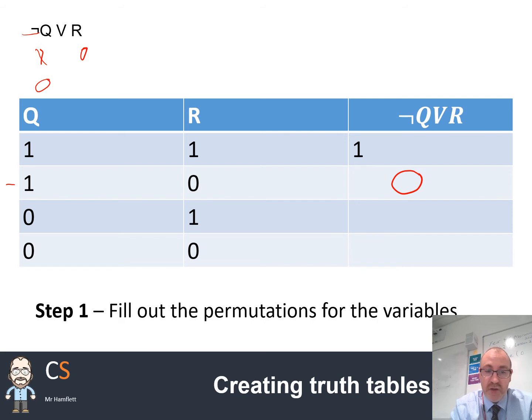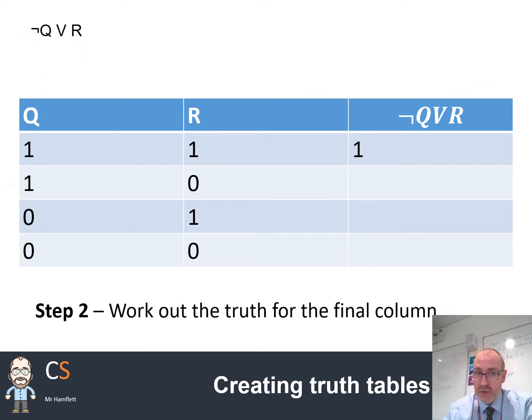Let's look at the next one. Here I've got Q being 0. Remember it's NOT Q, so that's going to become 1. And then it's an OR between those two. If either side is 1, it's going to be a 1. They're both 1, so it's got to be a 1. For this one, again, we've got Q as 0, so it's negated and becomes 1. Then I'm going to OR them together. 1 OR 0: only one side has to be true for the whole thing to be true, which is why the answer there is going to be 1. So there's the final answer on that one.